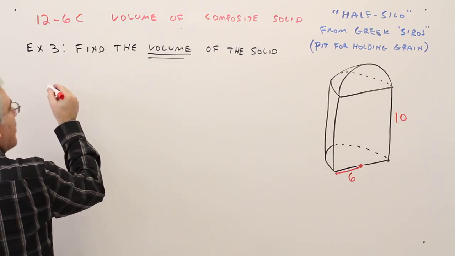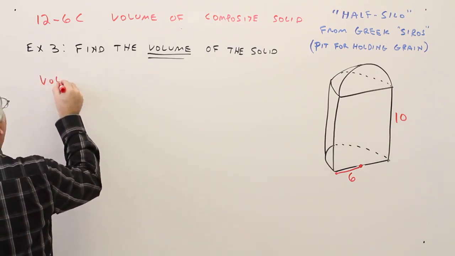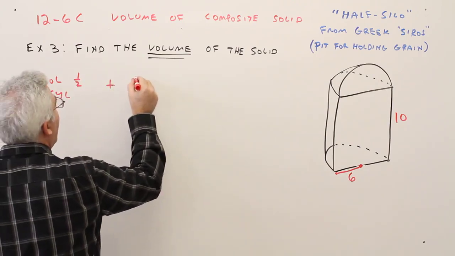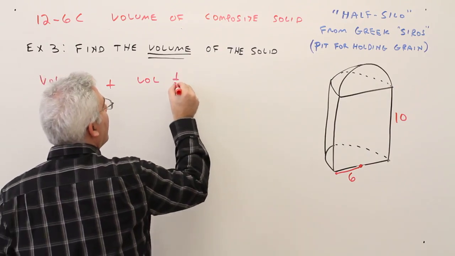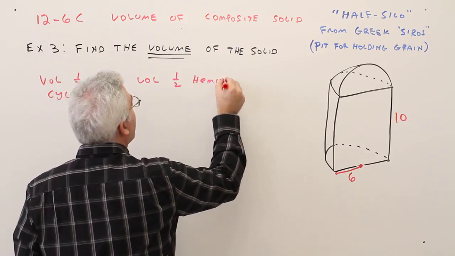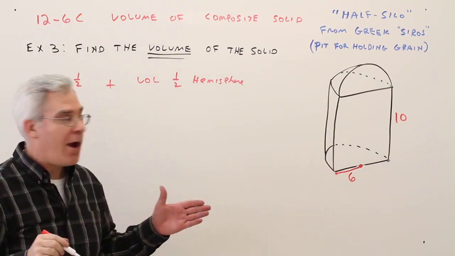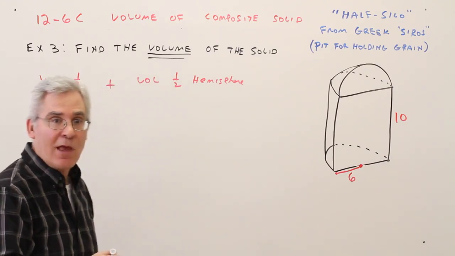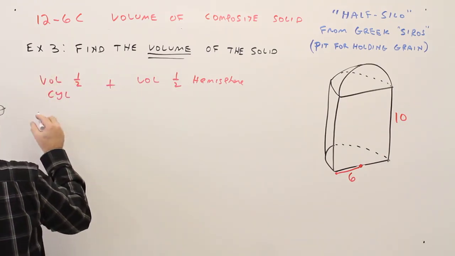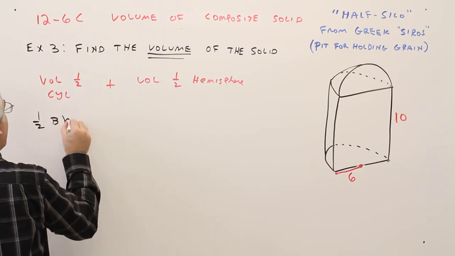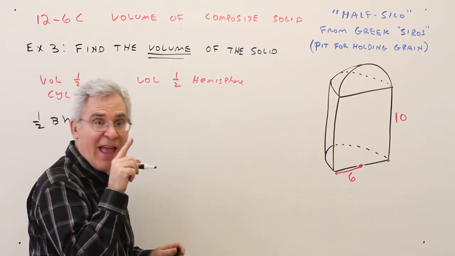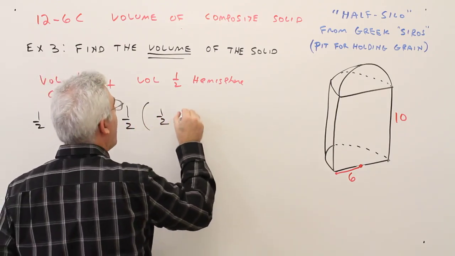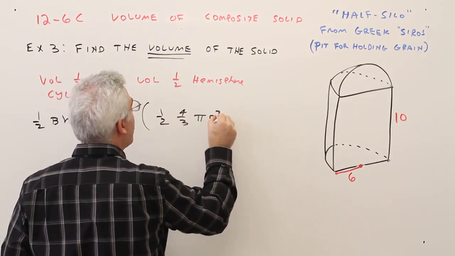All right, so I'm just going to break it down. So the volume of a half cylinder plus the volume of a half of a hemisphere. All right, so I'll write down the formulas. A cylinder is base times height, so I've got a half of that: 1/2 base times height plus the volume of half of a hemisphere. So 1/2 of 1/2 of 4/3 pi r cubed.